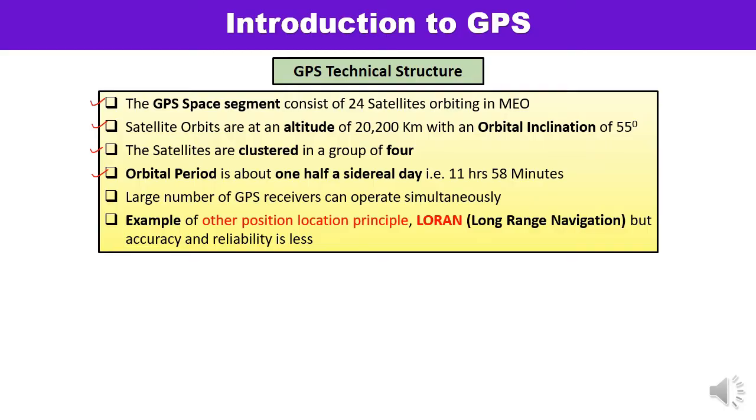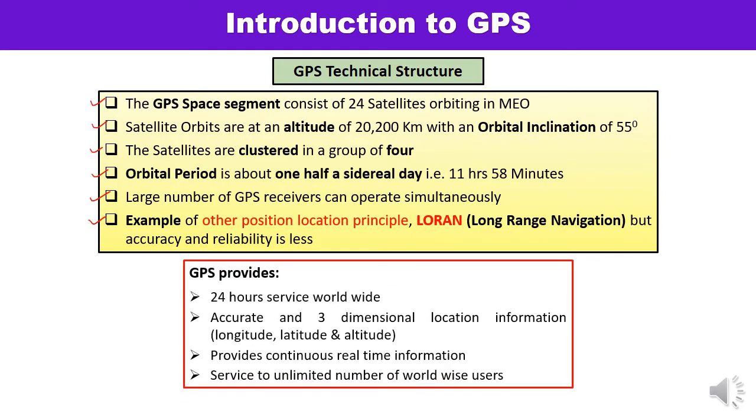A large number of GPS receivers can operate simultaneously and provide services. It's not required that only one receiver operates; multiple receivers can operate simultaneously. There is one more example of a position-locating principle, which is known as LORAN. LORAN is long range navigation. It is also used for navigation purposes, but in this particular case, the accuracy and reliability are less in comparison to GPS.